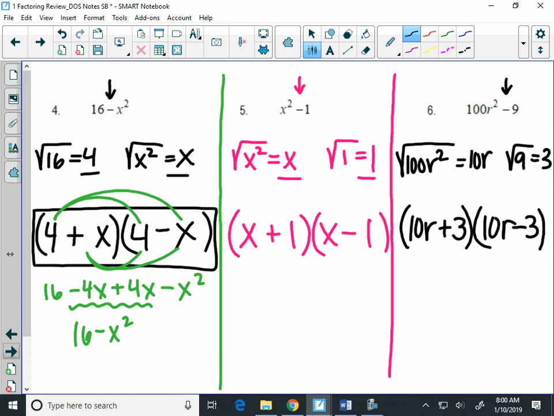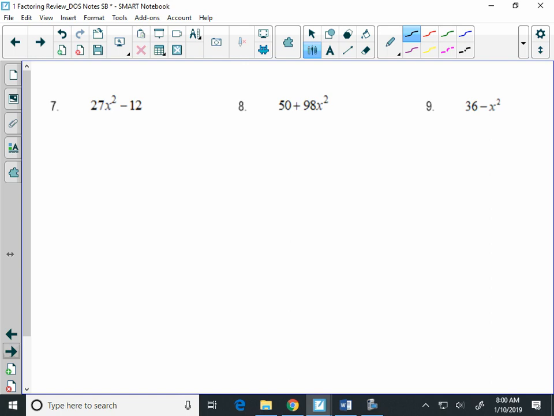All right, 3 more we can try. 27x squared minus 12. I start by looking for a GCF. 27 and 12 actually do have a GCF. That would be 4. So I'm going to, I'm sorry, not 4. It would be a 3. I'm going to divide 3 out of both terms. When I do that, I have 3 in front of my parentheses.